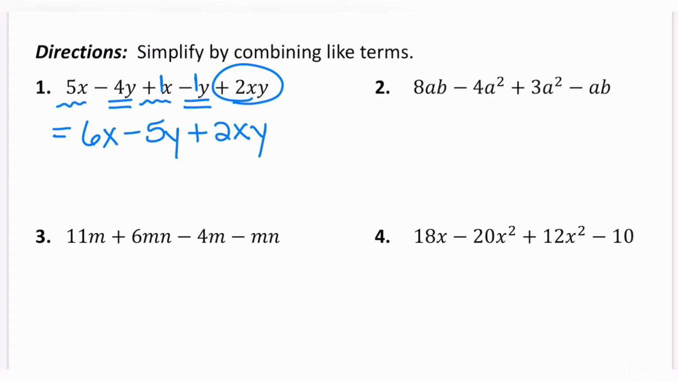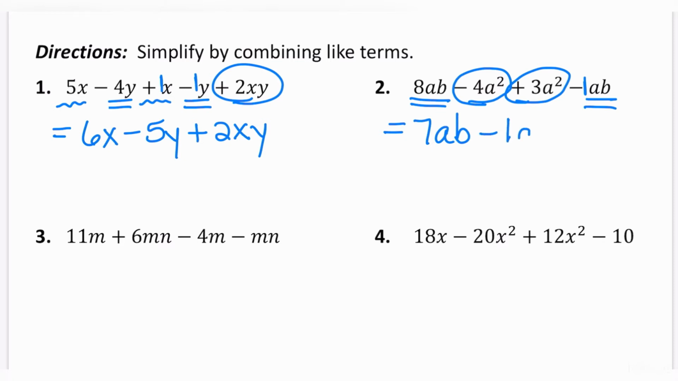In this case, we also have like terms. 8ab and negative ab are like terms. There's a 1 in front of that ab. So 8 minus 1, the answer is 7ab. And then negative 4a squared plus 3a squared, they are also like terms. Negative 4 and positive 3 is negative 1a squared.